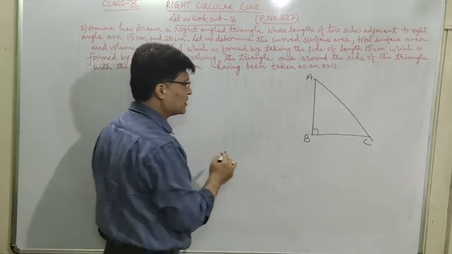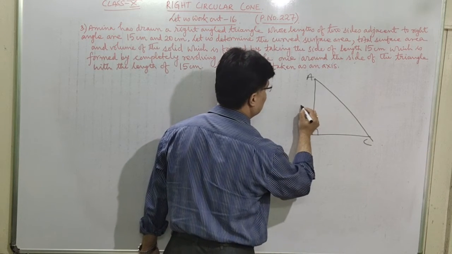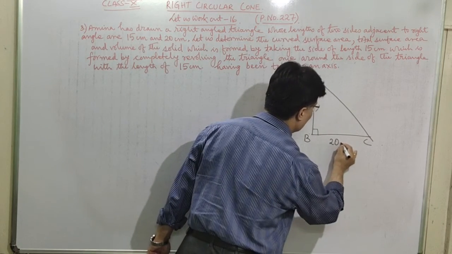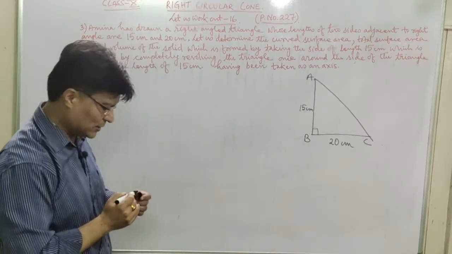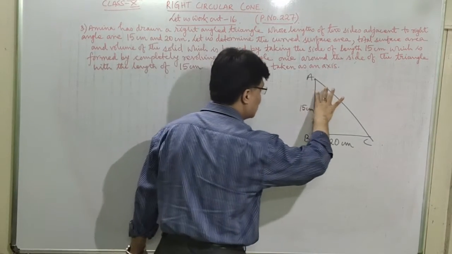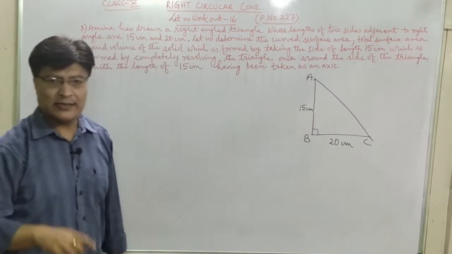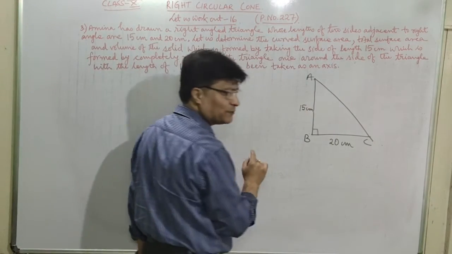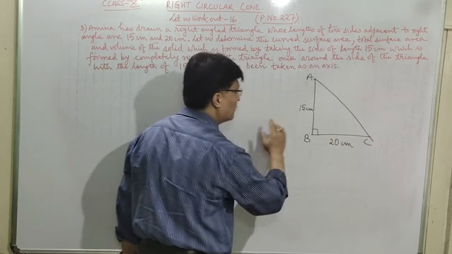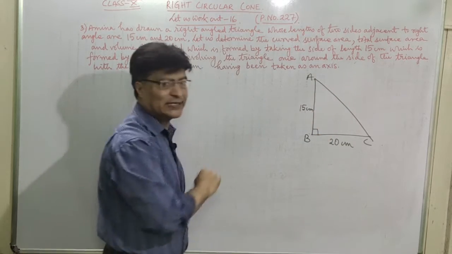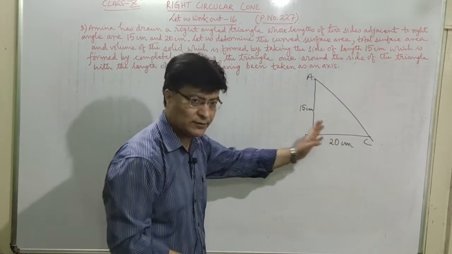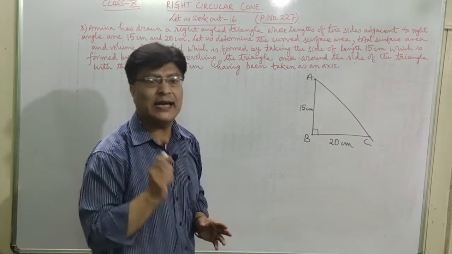Okay? Taking this AB, this is 15 centimeter, and this base BC is 20 centimeter. Okay? So the question says this 15 centimeter is taken as the axis. This 15 centimeter is taken as an axis and this right angle triangle is revolved, with this AB as the height.